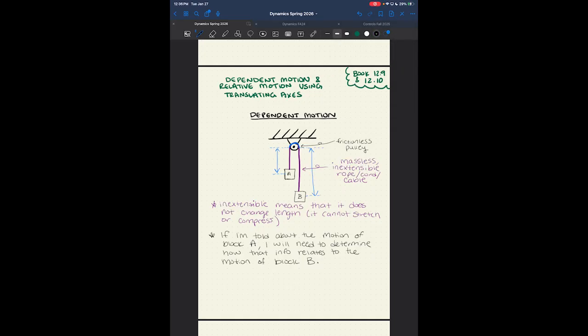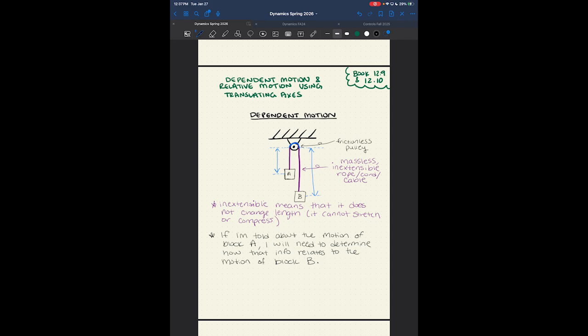So for dependent motion, I'm drawing kind of like the simplest example of some of the systems that we're going to look at. And for the most part, these systems involve a frictionless pulley and an inextensible rope or cable or cord or whatever you want to call it. That's kind of what defines these types of systems that are dependent. At least in this section, we're not going to worry about the mass of the pulley. We're going to pretend that the pulley itself is massless and frictionless, so it doesn't resist motion at all, and that cord cannot change length. So inextensible means that it cannot stretch, it can't get longer, and it can't compress. It can't get shorter. All right?